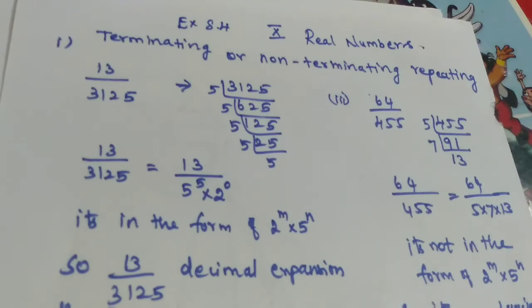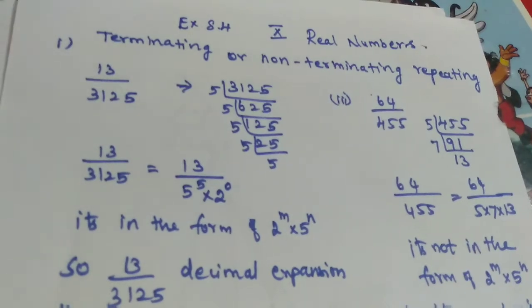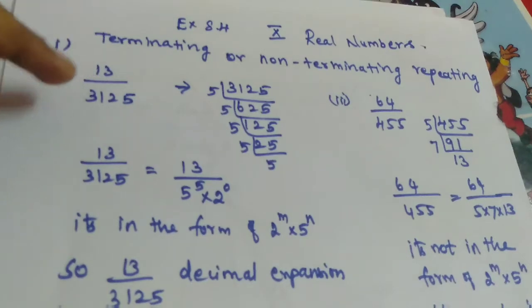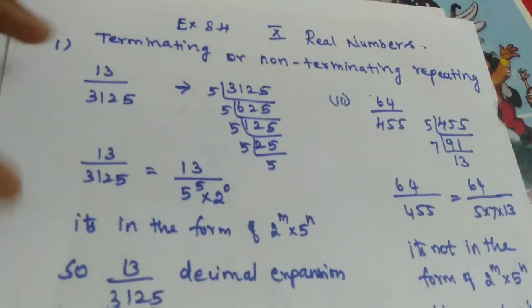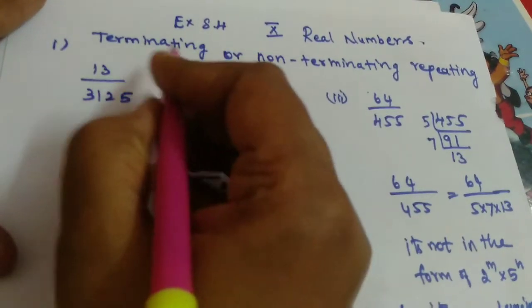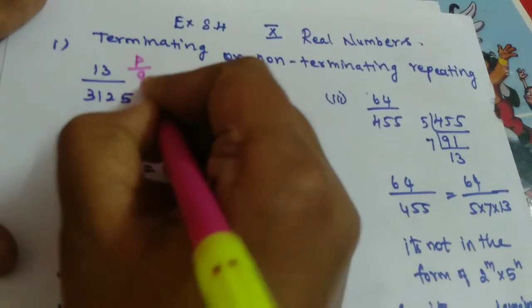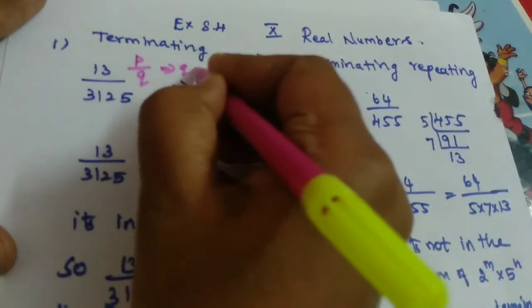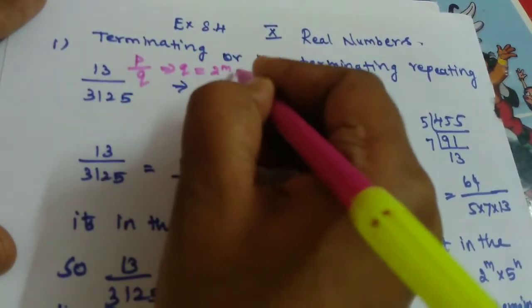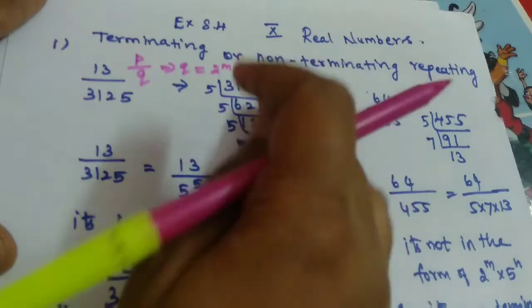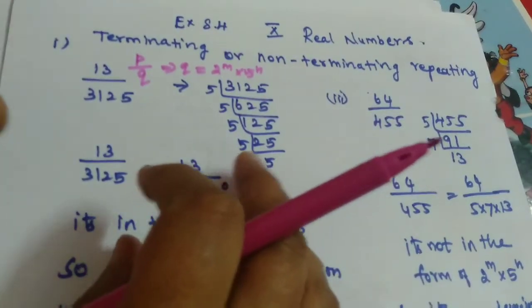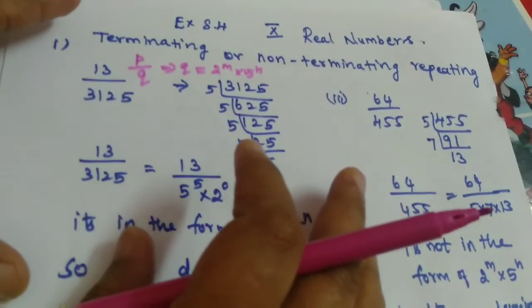To find out, we can conclude by seeing the denominator only, because rational numbers are in the format p by q. If q is in the form of 2 power m into 5 power n, then it is terminating. If anything extra is there, then it is non-terminating.